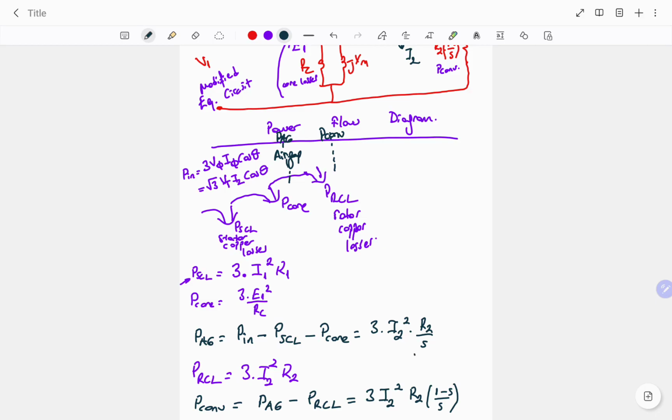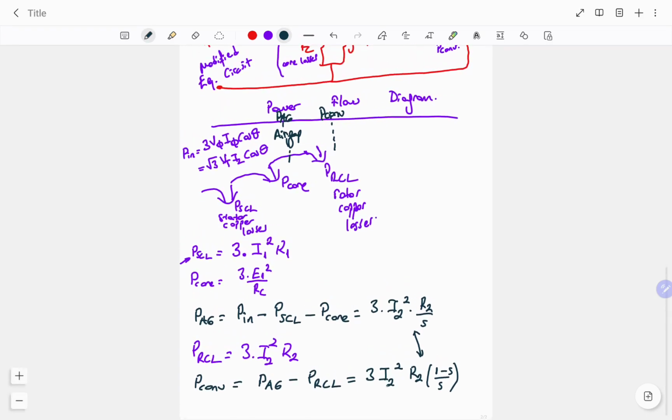So when we compare these two expressions, what do we have? We can write that converted power is equal to (1 minus S) times air gap power. So we can obtain this expression also. What's the next one? After that, we have finished all the electrical losses in the system, and the converted power will be the mechanical input power of the induction motor inside.